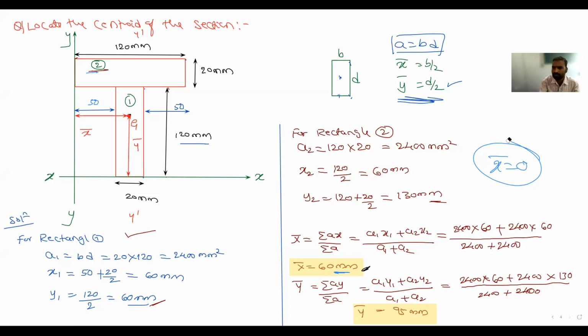There is a very high probability of this being asked in multiple choice questions. If it is symmetrical about x axis, then y bar is equal to 0. If it is symmetrical about y axis, then x bar is equal to 0. If it is symmetrical about both axes, then x bar and y bar will coincide at the centroid, that is equal to 0.